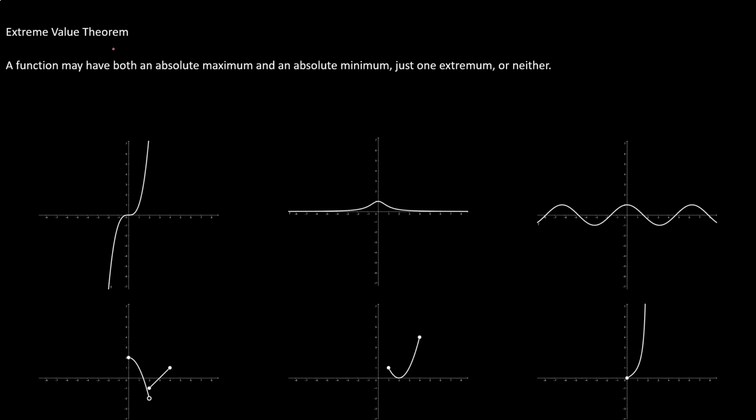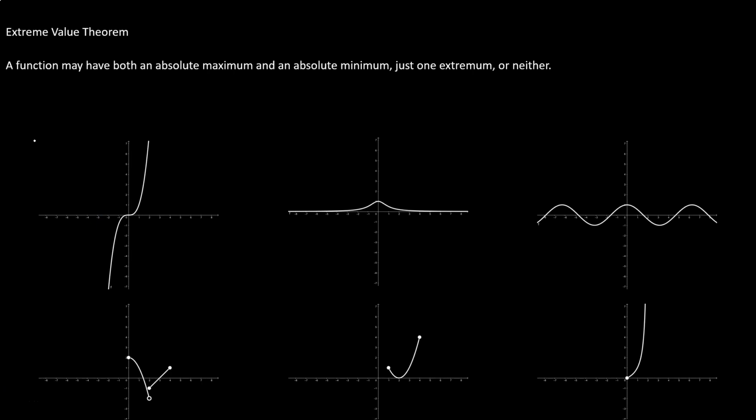An extreme value theorem is something that will help us to find these max and min values. Before we get to that, let's talk about how functions can have both absolute maximums and absolute minimums. It can have one or the other, and sometimes it can have neither.